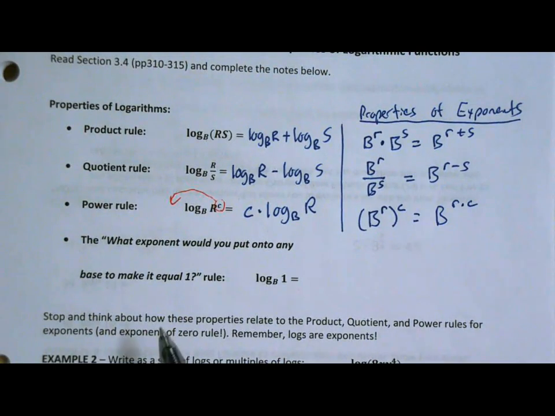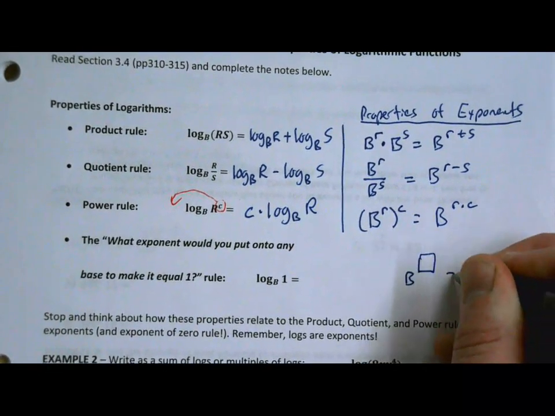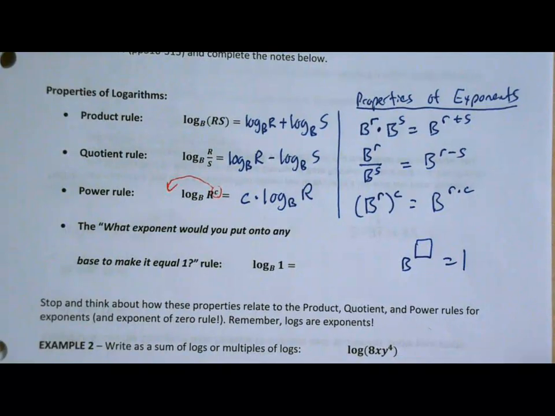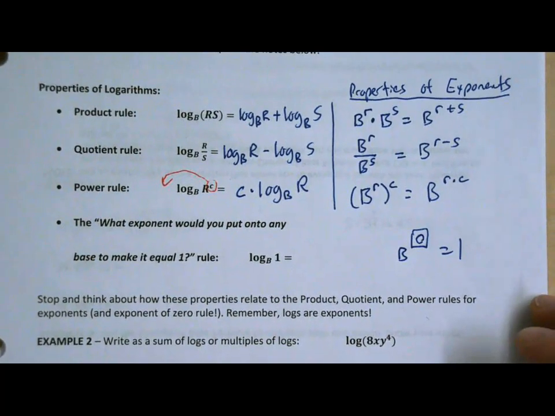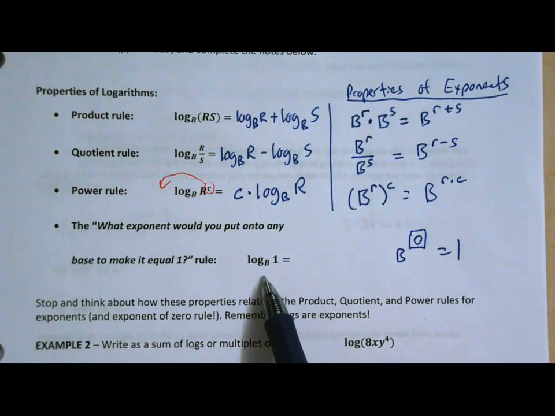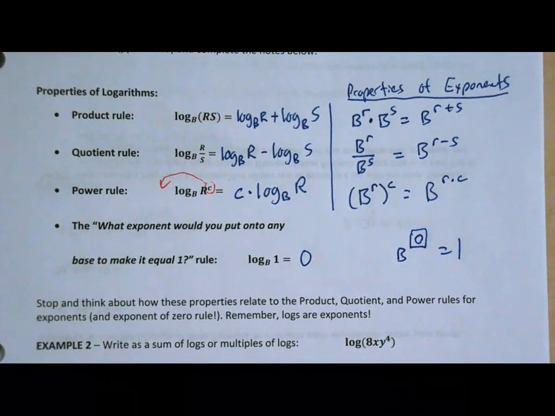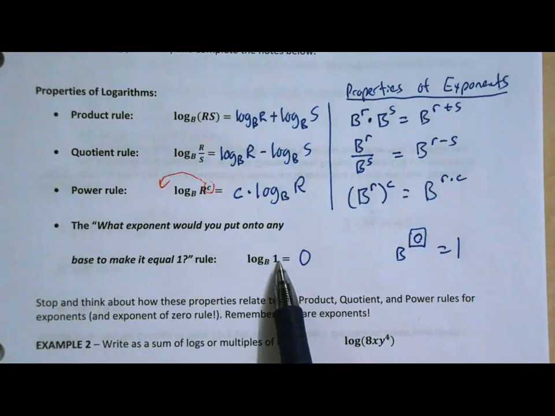This is what exponent would I put onto any base to make it equal to 1 rule. So if I had a base and I needed to put an exponent on it to make it equal to 1, what's that exponent got to be? What's the thing you can put onto any base and make it equal to 1? 0. Well, any base except for 0. So remember, the log is the exponent. So what is the log of 1? No matter what the base is, what is the exponent? 0. So remember, a log is an exponent. It is the exponent I put onto a b to make it equal to 1, which is 0.